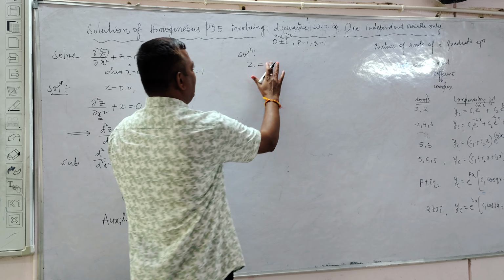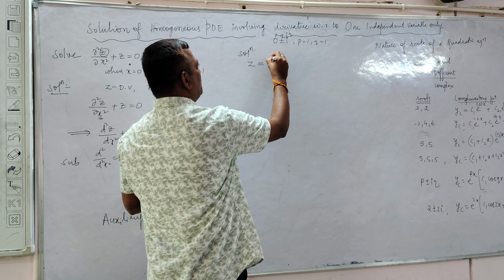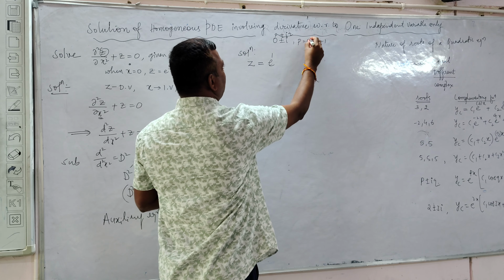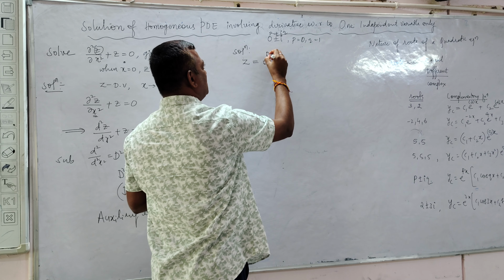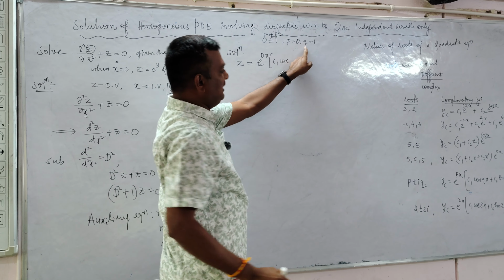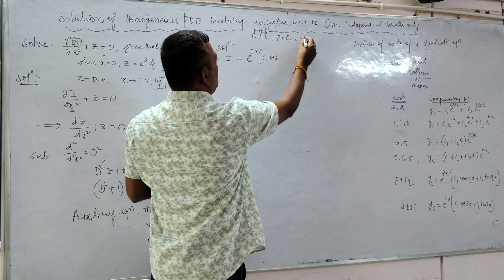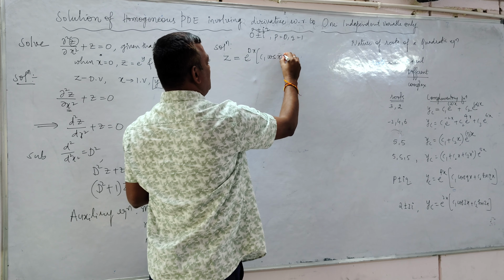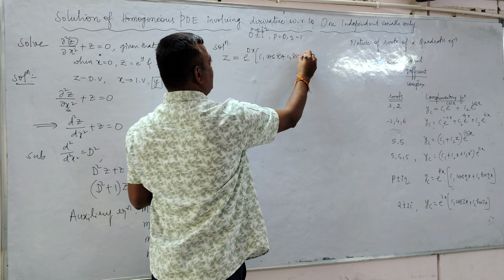P value is 0 and q value is 1. So therefore you can write e^(0·x) into (c1 cos x + c2 sin x), since q is 1, qx is just x.